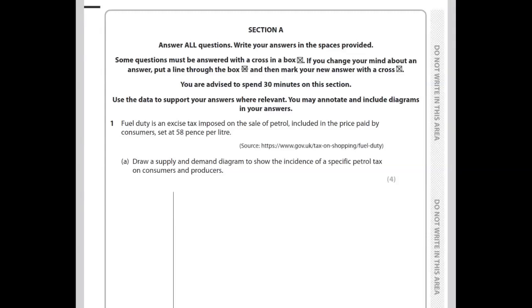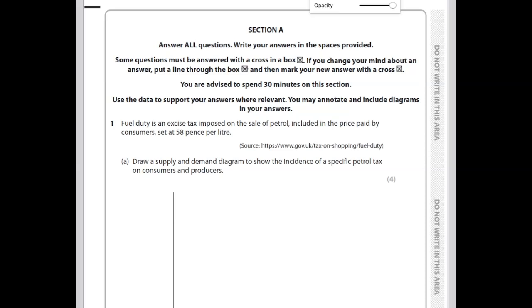Question 1 reads, fuel duty is an excise tax imposed on the sale of petrol, included in the price paid by consumers, set at 58 pence per litre. Draw a supply and demand diagram to show the incidence of a specific petrol tax on consumers and producers.